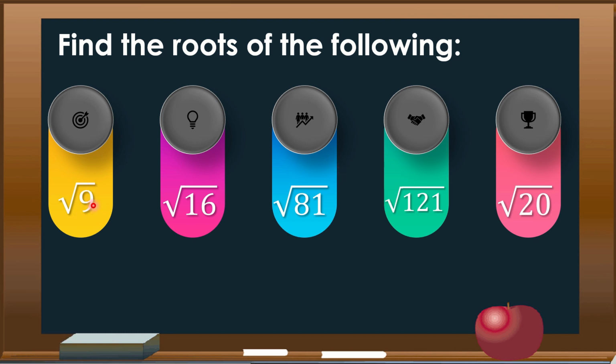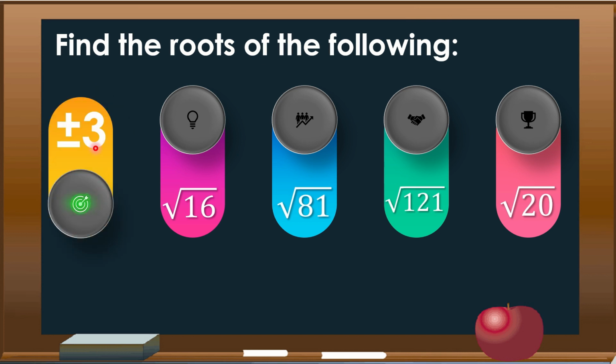Let us start with square root of 9. Iisip nyo na ba yung number na i-multiply sa sarili niya na ang sagot ay 9? Yes, very good. It is positive 3 or negative 3. Ma'am, bakit po dalawa? Because positive 3 times positive 3 is equal to 9, and negative 3 times negative 3 is still equal to positive 9. Since in our question we are looking for positive 9, we need to consider the two answers. It should be positive 3 and negative 3.